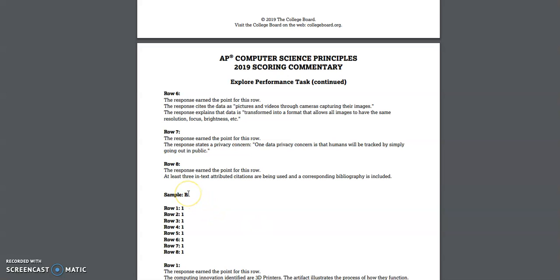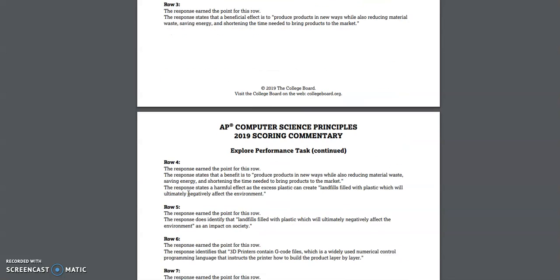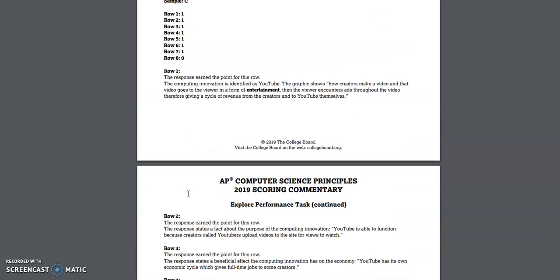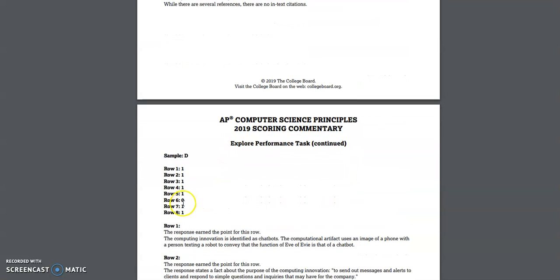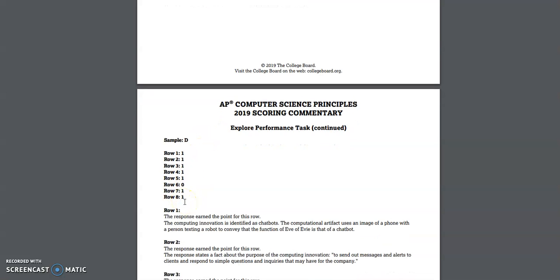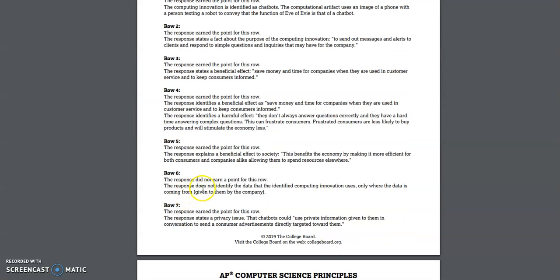Again, look at as many samples as you have time to look at. Here's sample B that got all the points. I think it's always good to find some samples that didn't get the point and to read why. Here on sample D, they did not get the point for row 6. They did not identify the data that the innovation used. They only talked about where the data is coming from, saying that it was given to them by the company. So that's very vague. Remember, on your data, you have to talk about individual data elements.